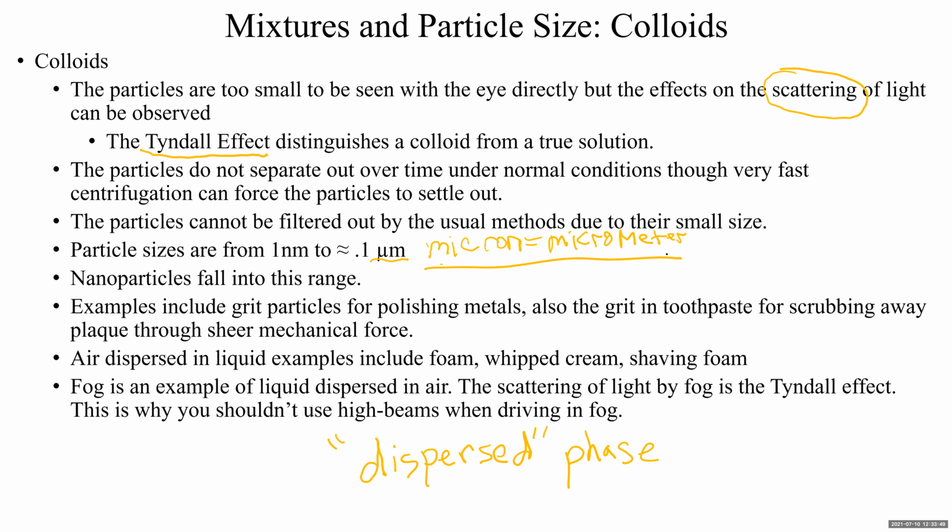And when you turn your high beams on, and you're not supposed to do this, but don't turn your high beams on in the fog. Why? Because that's when you get the Tyndall effect. Your high beams are going to scatter. The light coming from your high beams will be scattered by the fog, which is just one big colloid. So when you're driving in the fog, just be aware you're driving through a colloidal dispersion. And so if you turn on your high beams, that light is going to scatter and you're not going to see anything. That is the Tyndall effect in real life.